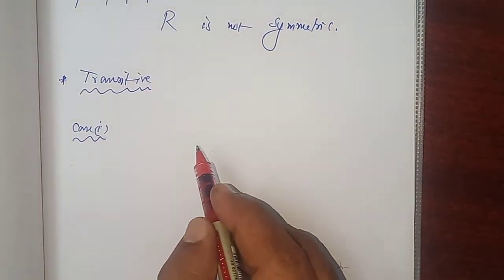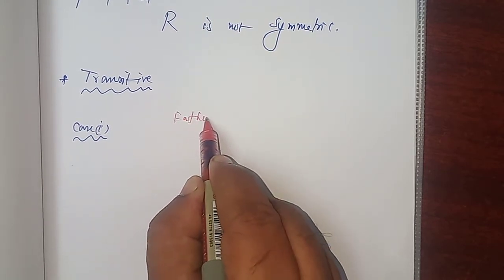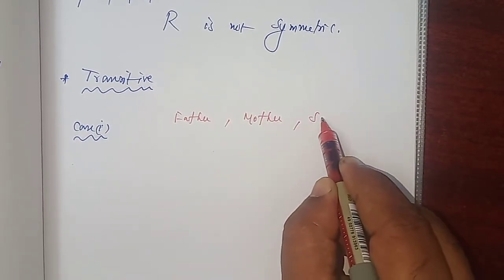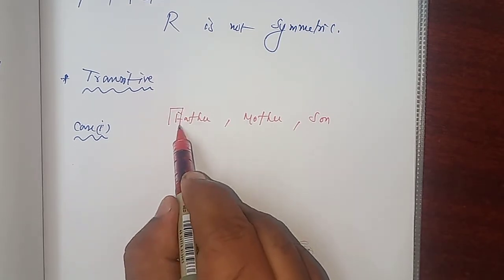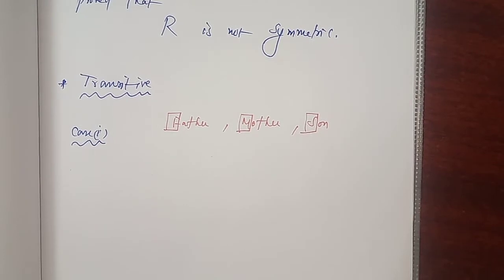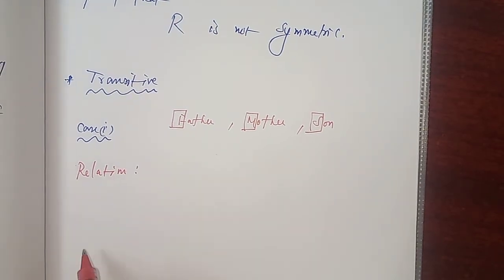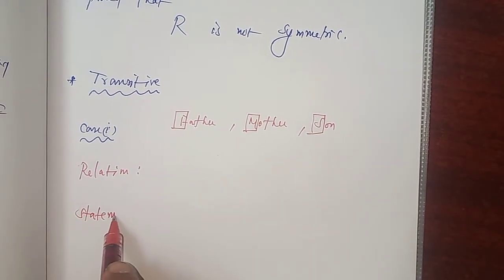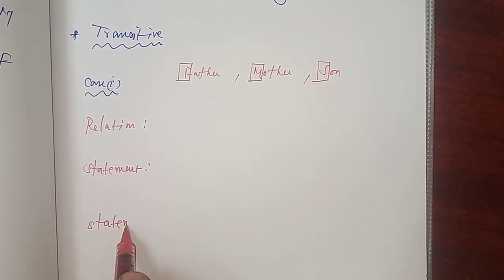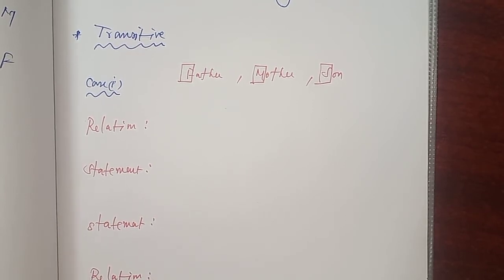I consider 3 members: father, mother and son. F, M and S. Relation, statement, again statement, relation. Right?